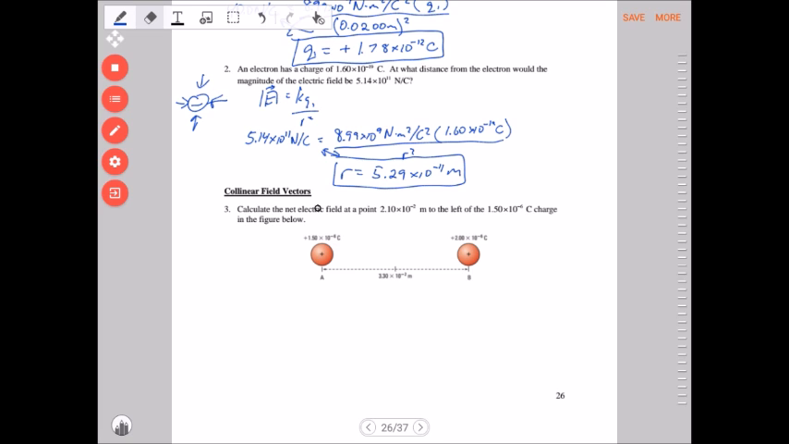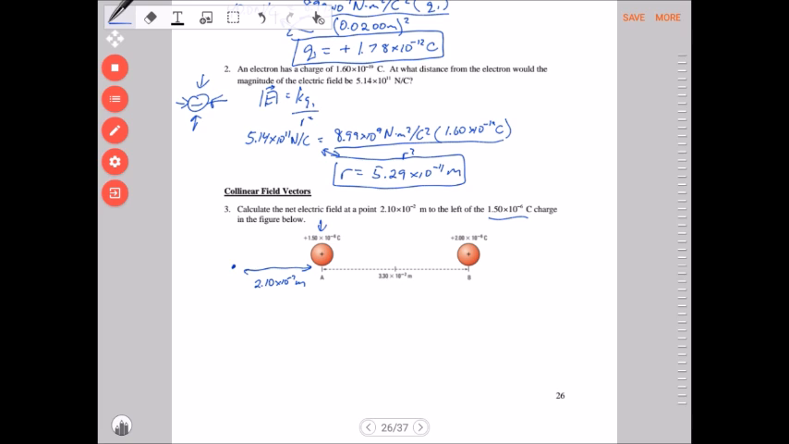Number 3: calculate the net electric field at a point 2.10 times 10 to the negative 2 meters to the left of the 1.50 times 10 to the negative 6 coulomb charge in the figure below. The 1.50 is this charge here, and I need that to be 2.10 times 10 to the negative 2 meters to the left. So really what I'm trying to find, everyone, is the electric field at that point right there, 2.10 times 10 to the negative 2 meters away from that charge.